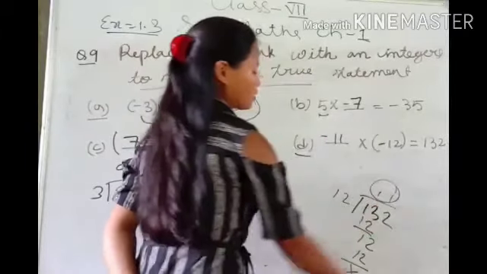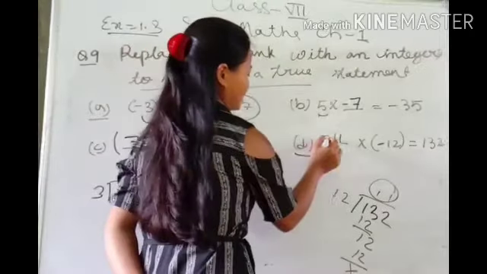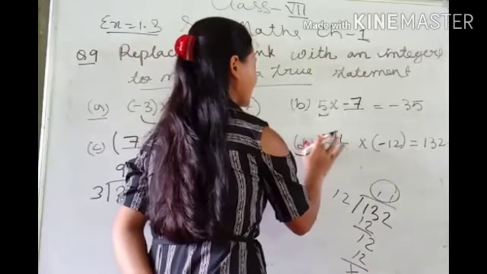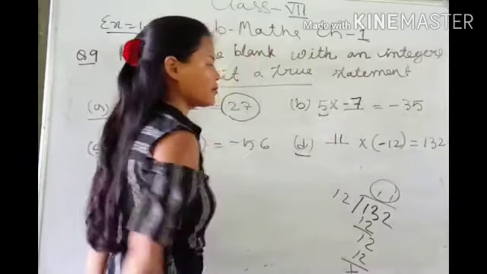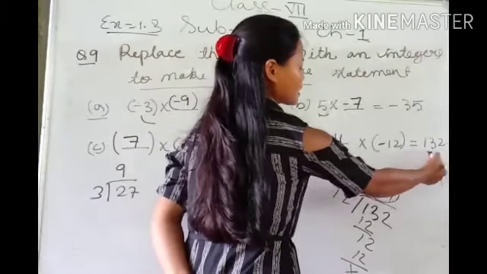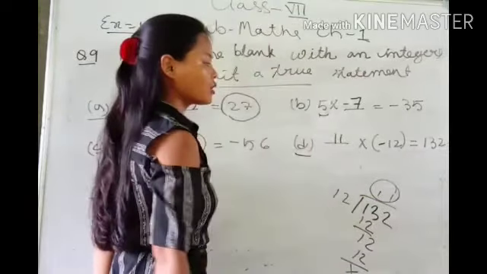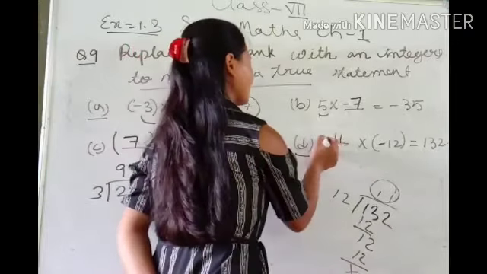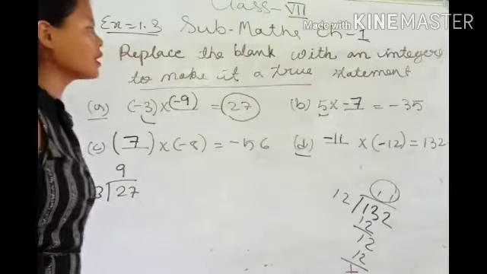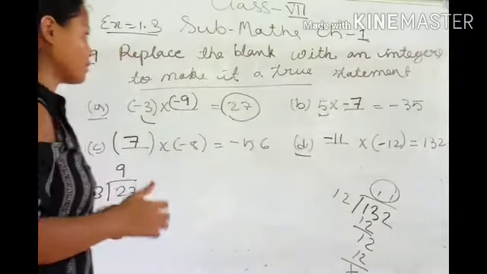Finding this 11 is not tough, it is very easy. But this sign you have to remember. If you write here plus 11, then your answer will be wrong, because here 132 is written as positive. So here you have to write minus 11. Then only the statement will become right.